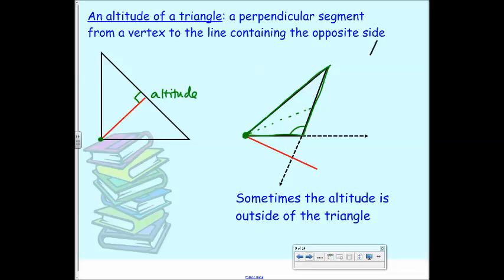So this red line is our altitude, and if I start it up here, I don't get a right angle until I get down here. So that means my altitude of the triangle is actually outside of the triangle. All right, so the altitude of the triangle is outside of it. You don't get a right angle until you're right there. So this red line is our altitude because it is perpendicular to the opposite side. However, it just happens to be outside of the triangle.